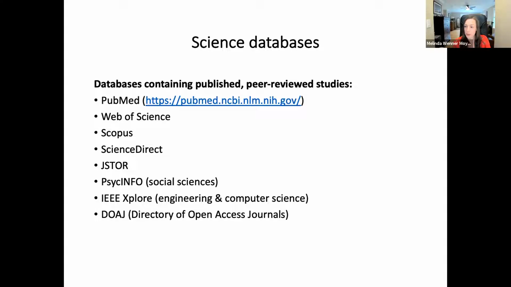I don't cover engineering and computer science, but this is another database. And the Directory of Open Access Journals is great because all of the papers are open access. You will be able to read the full papers.